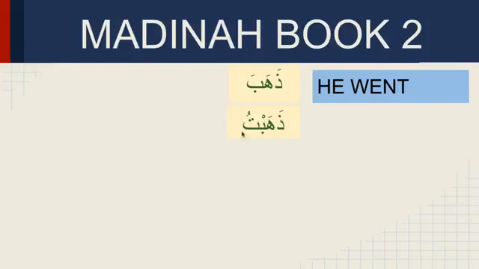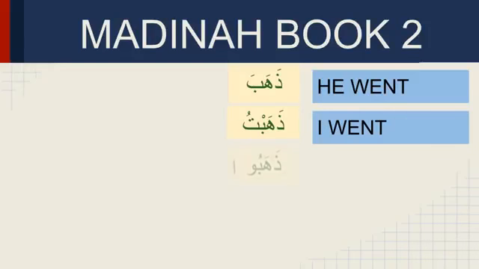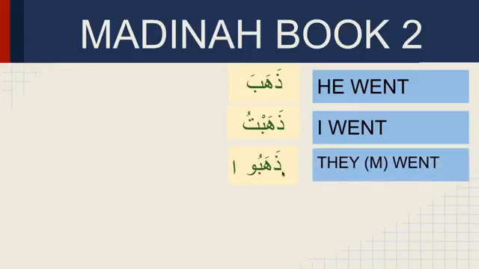So if we say dhahabtu, where is the fa'il here? We can see tu is attached to dhahab. Dhahab is the fa'il, tu is fa'il. But when we translate, we say tu means ana, I went. So I went. Dhahabu. Here waw represents hum, means they. So they went. That is a male. The waw represents the male, and this alif is a spelling rule to protect the verb in a sentence.